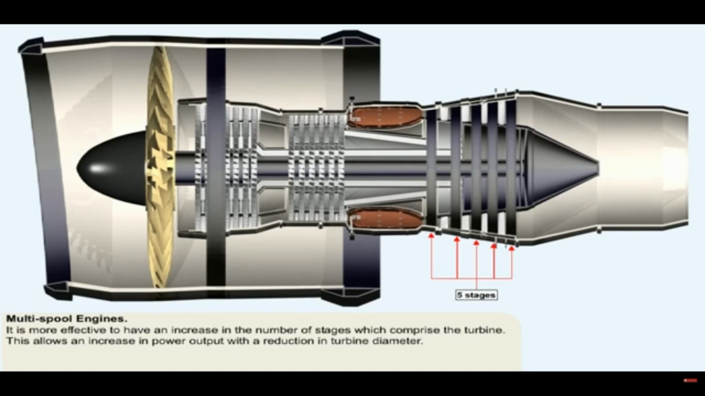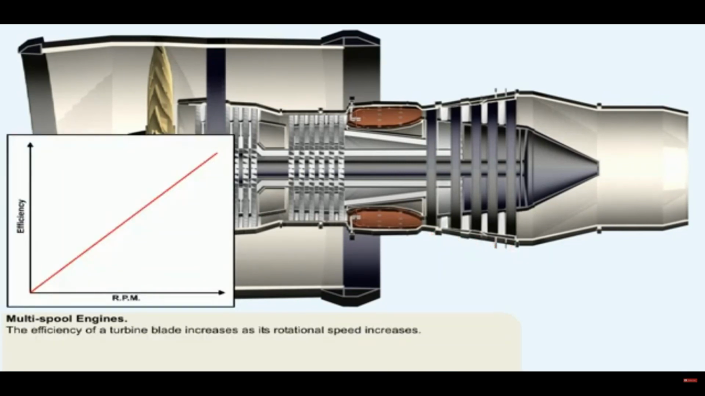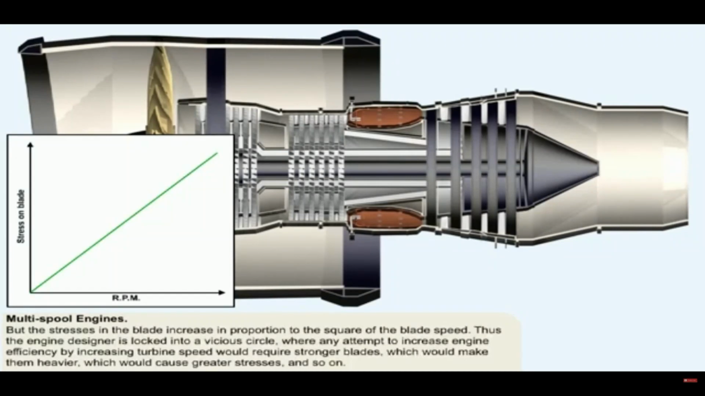It's a fact that the efficiency of a turbine blade increases as its rotational speed increases. The losses reduce in proportion to the square of the mean blade speed. Unfortunately, the stresses on the blade increase in proportion to the square of the blade speed.